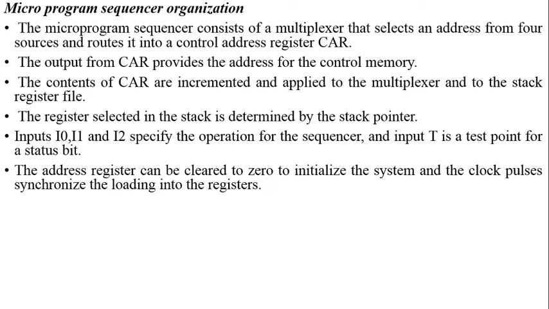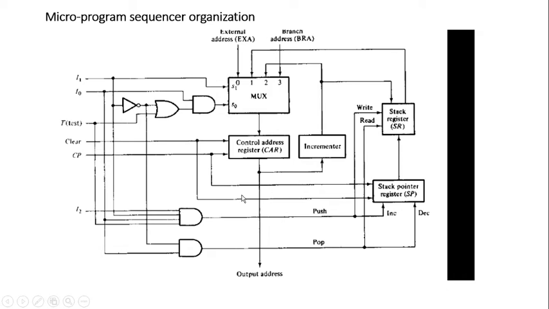If we want to start the microprogram routine execution, we just want to initialize the system. How to perform this initialization? The address register can be cleared to 0 to initialize the system, and the clock pulses synchronize the loading into the registers. So in order to start or activate our system in a proper way, in the initial case we want to clear this control address register.